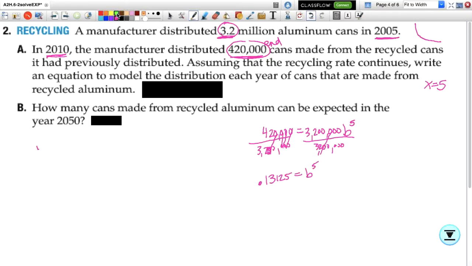Now I need to take the fifth root. I cannot do this problem without a calculator, folks, okay? It's all right to not know. This is like the real world, right? You're never going to have perfect fifth roots or perfect square roots, okay? You're often going to have to do some work. So I'm going to go to my calculator.